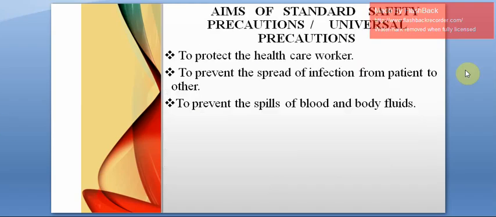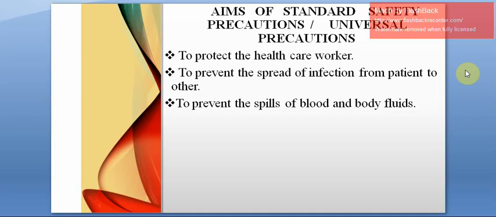Why we have to follow universal precautions or standard safety precautions? One main thing is, majority of the patients who are infected with HIV or hepatitis, they are usually asymptomatic, isn't it? So what happens is you may come in contact with any patient. You don't know whether the patient has HIV or hepatitis. So most of the time we have to maintain standard safety precautions or universal precautions in order to protect ourselves.